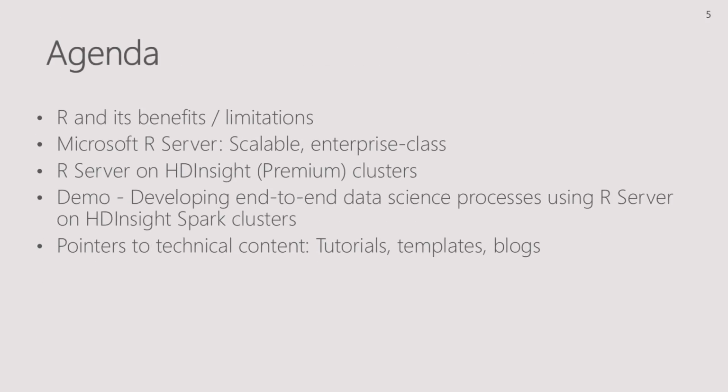So I'm going to talk about a few different things. First off, I'm going to start off with R. I'm not sure a long introduction will be needed here because I think many of you are here because you know what R is and what the benefits are. But it's also got some limitations as far as the open source R is concerned. And I'm going to talk about the Microsoft R Server, which is scalable and enterprise class and fills some of the limitations of open source R. And I'm going to talk about the R Server on HD Insight clusters, what the architecture looks like, how you can perform data science on that, and then walk through a demo that we have developed and point you to some technical content.